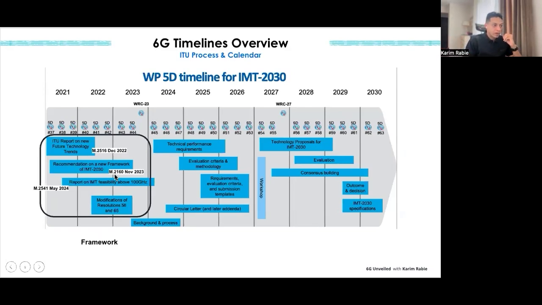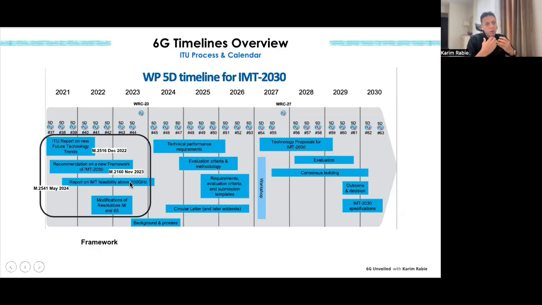So IMT-2030 set the recommendation of 6G, the one that had this kind of ITU wheel stating the objectives and the capabilities of 6G, and that was published in November 2023. And then that was followed by a report about the spectrum. But with that, ITU concluded the framework part. So now we can say confidently that we have a 6G framework.